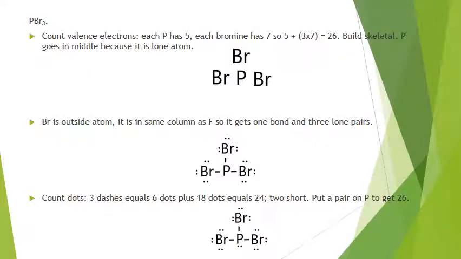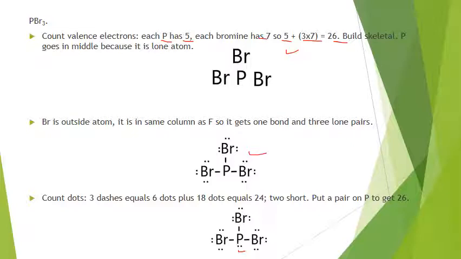Okay, PBr3. Phosphorus has 5 electrons, bromine has 7, so it's 5 plus 21, 26. Skeletal structure. Bromine is on the outside, so give it its number of bonds and lone pairs, which is the same as fluorine. So it looks like this. Count number of electrons: 2, 4, 6, 8, 10, 12, 14, 16, 18, 20, 22. We need 2 more. Put them on the middle. Here you go.